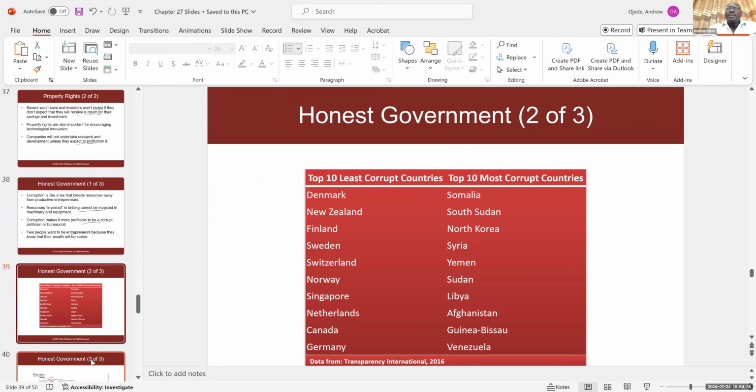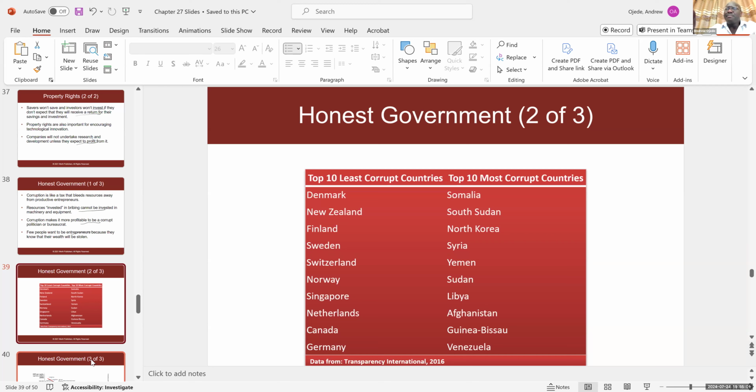Okay. So here are the top 10 least corrupt countries and the top 10 most corrupt countries. The countries that are the least corrupt in the world are mostly in the West. You can see the United States is not among the top 10. There's a lot of corruption in America too. So Denmark is the least corrupt country in the world, followed by New Zealand, Finland, Sweden, Switzerland, Norway, Singapore, Netherlands, Canada, and Germany.